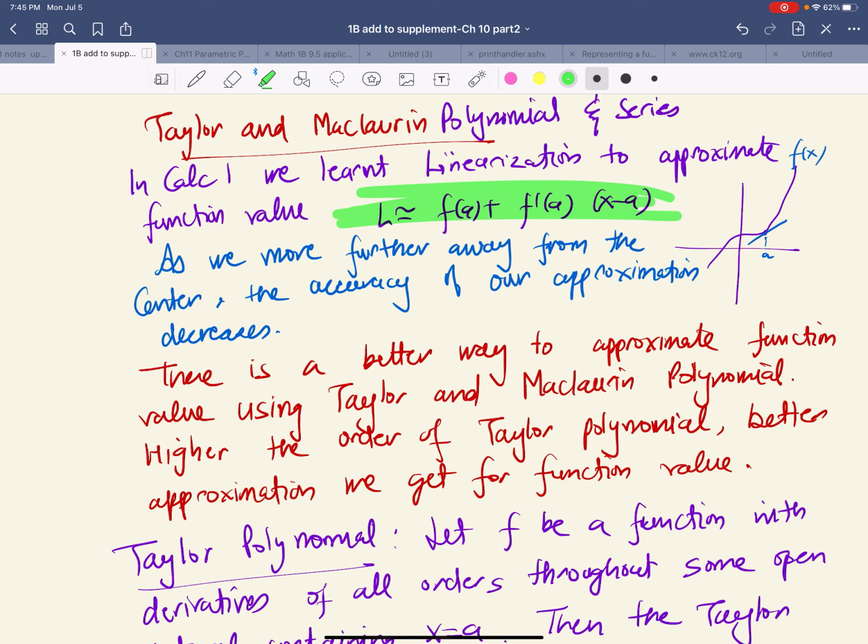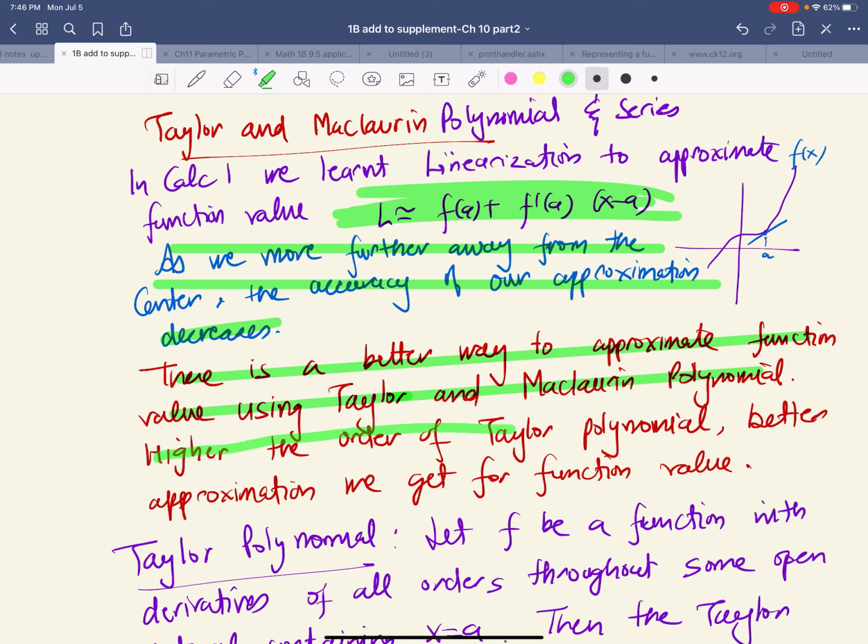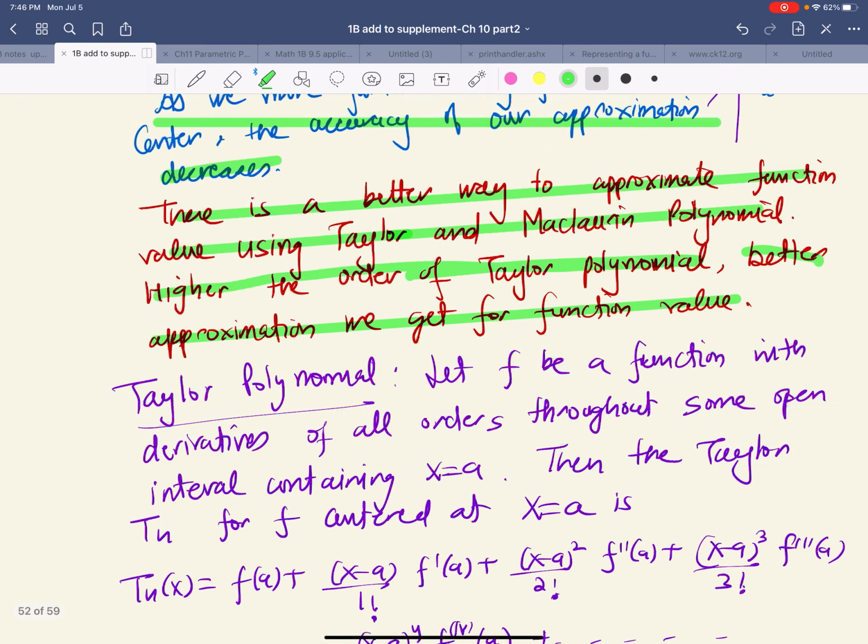But as we move further away from the center, the accuracy of our approximation decreases because linear approximation, or tangent line approximation, does not take into account the rate at which the derivative is changing. So there's a better way to approximate functions, which is using Taylor and Maclaurin polynomials or Taylor or Maclaurin series. The higher the order of the Taylor polynomial, the better approximations we get for the function value.